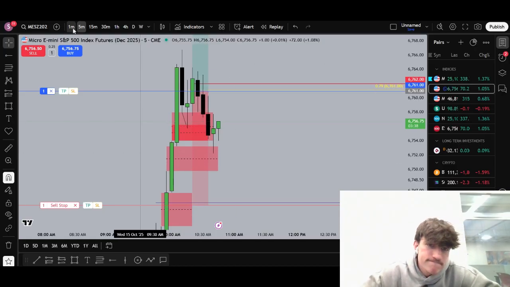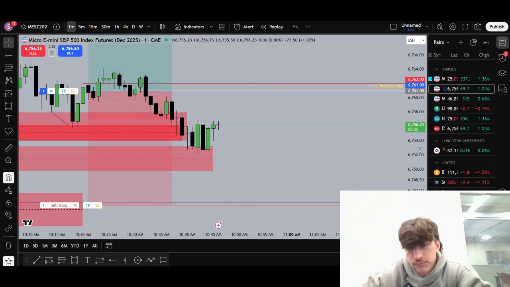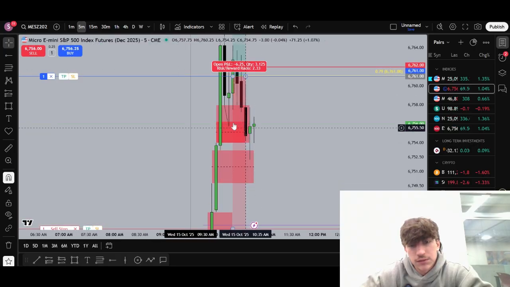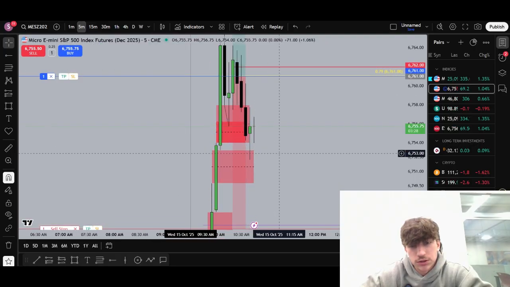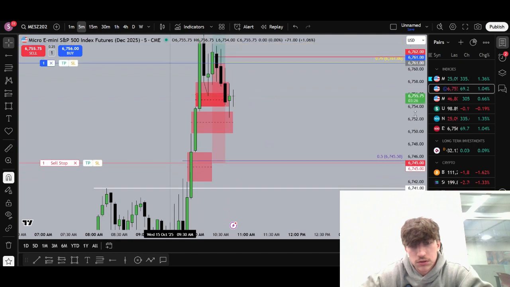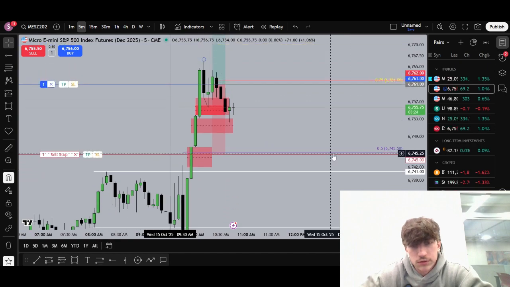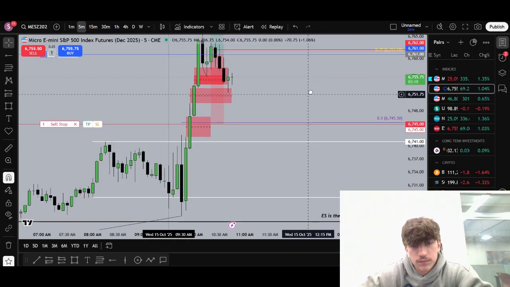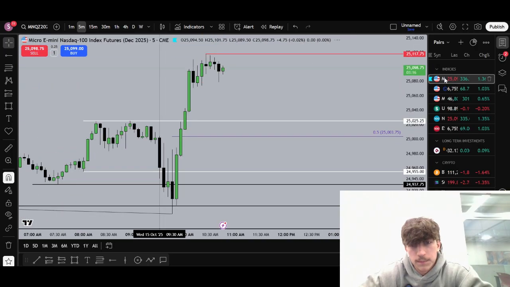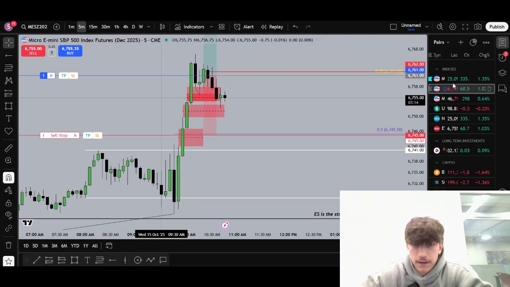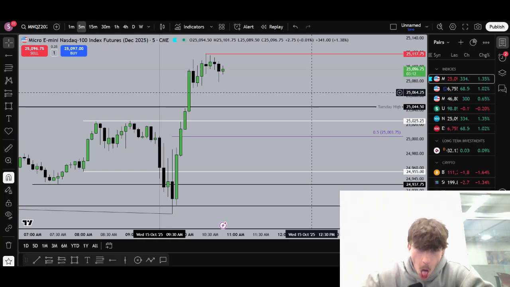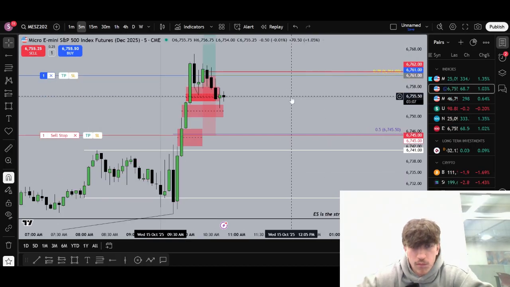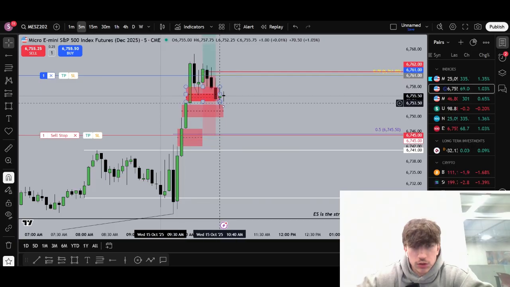Here we go. Get a smooth little rally out of this. This definitely would have stopped some people out for sure. ES is now turning into the weaker index.